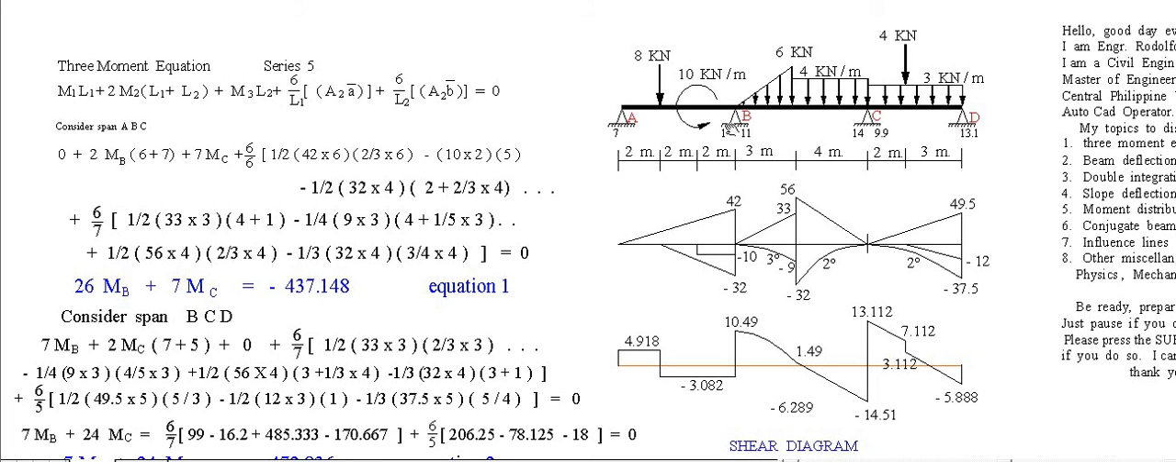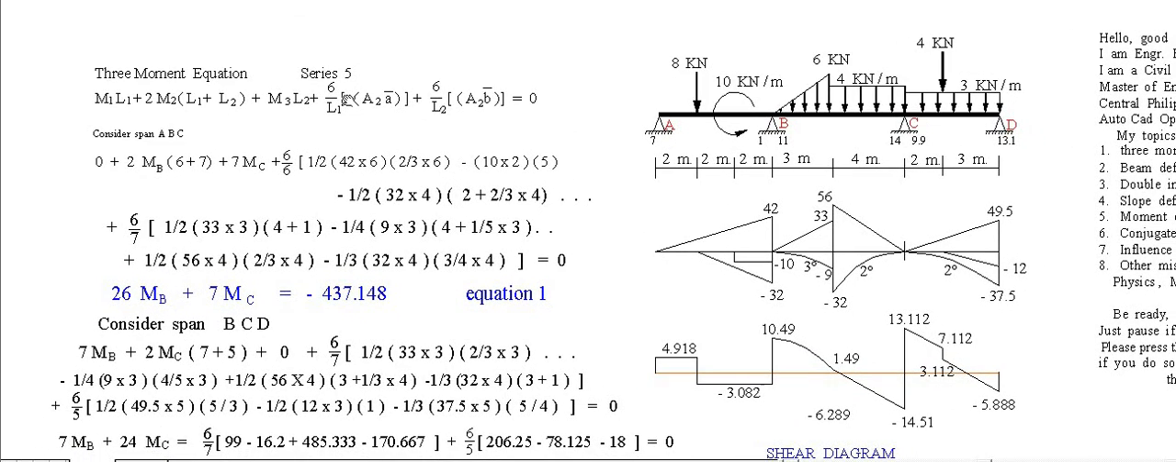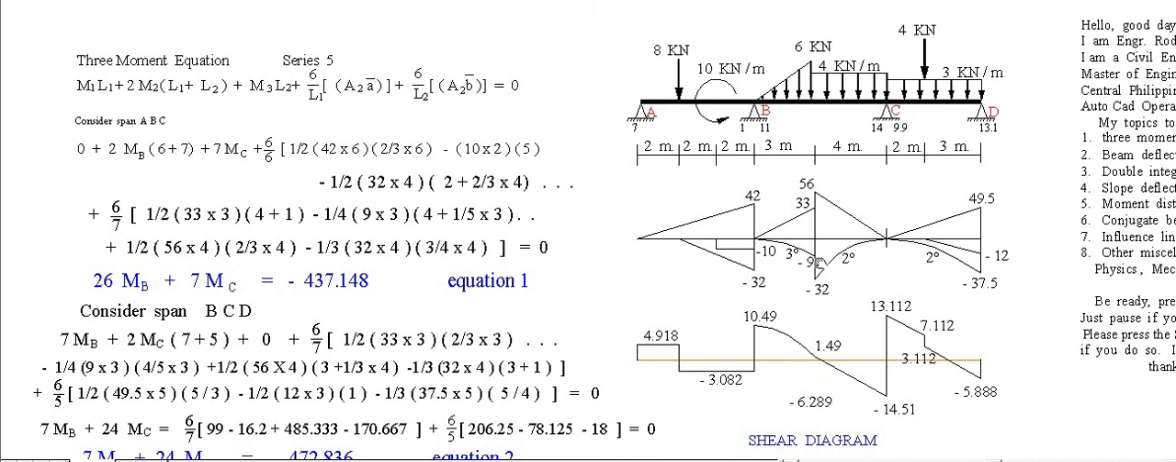Then in this problem we have two unknowns, moment B and moment at C. We need to have two equations. One equation is derived from 2-span ABC. Then the other equation is if you consider the span BCD, or 2 spans at a time, using this 3-moment equation. Before that we need to know how to solve these values.